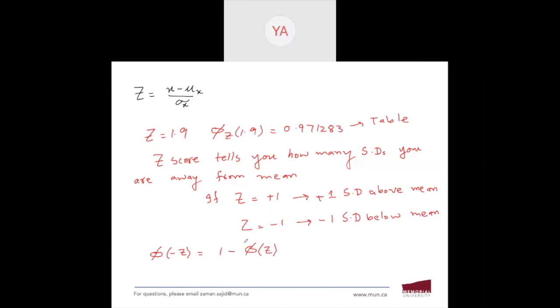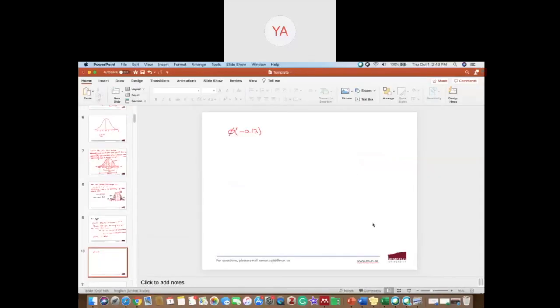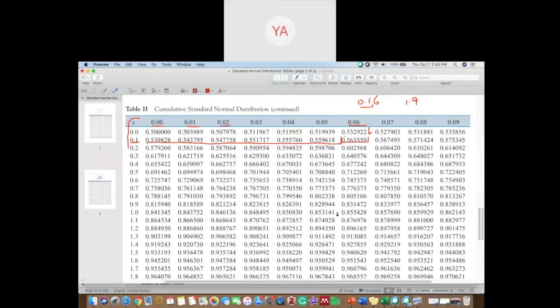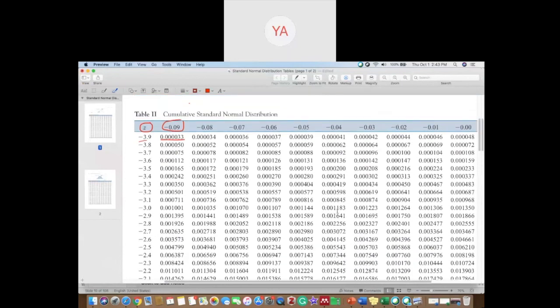Now I will just do one example here. I'm going on the next slide, please. So for example, I'm interested to find out phi at minus 0.13. So what I will do, I will go back to the tables. My objective is to find at minus 1.8. So I go to the negative z table.